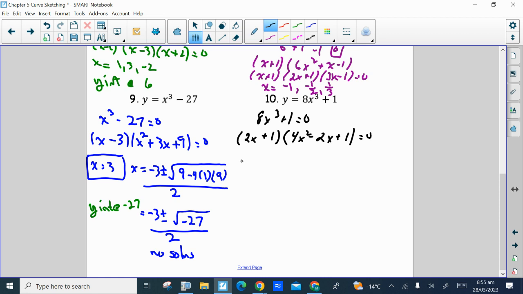So from the first factor, if you make it equal to 0 and solve for x by subtracting 1 and dividing by 2, x equals negative a half is our first x-intercept.